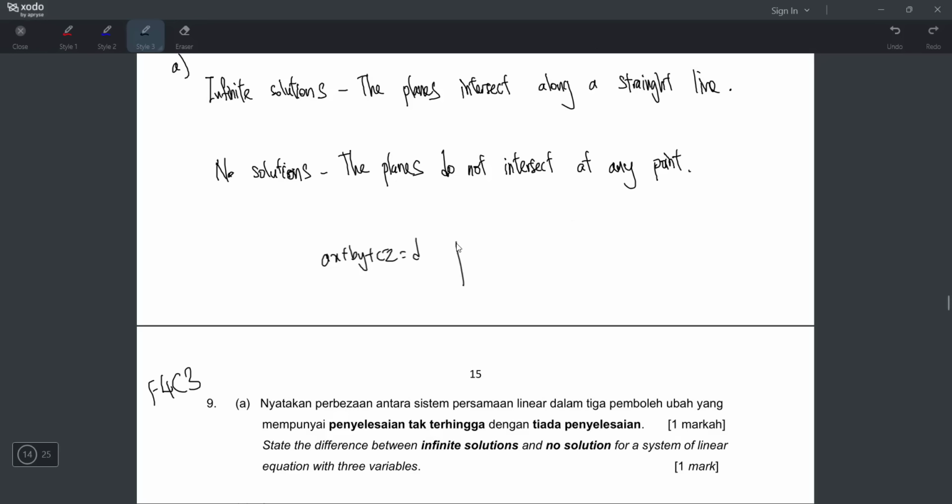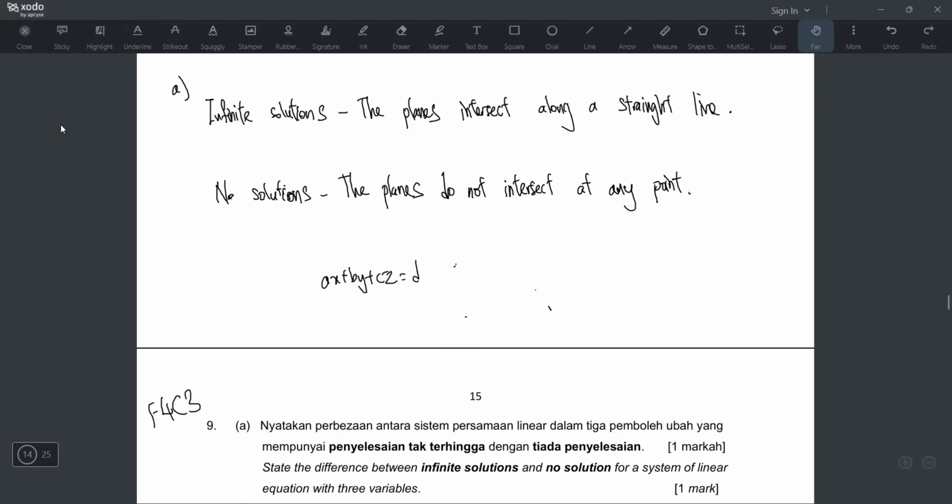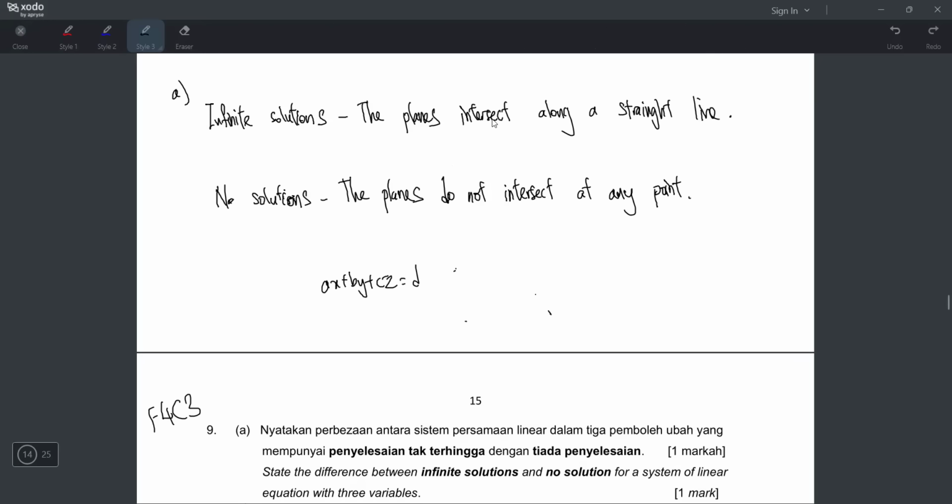Okay, I'll try my best to draw it. So the first one is like this, let's say we have three planes and they intersect at one line. It's very hard for me to show you, because it's a 3D thing. But it's like that. It's when 3 planes intersect and they intersect along a line. No solution means when they do not intersect, right? Okay, in terms of calculation, when you do the substitution or elimination, how will you know when it's an infinite solution?